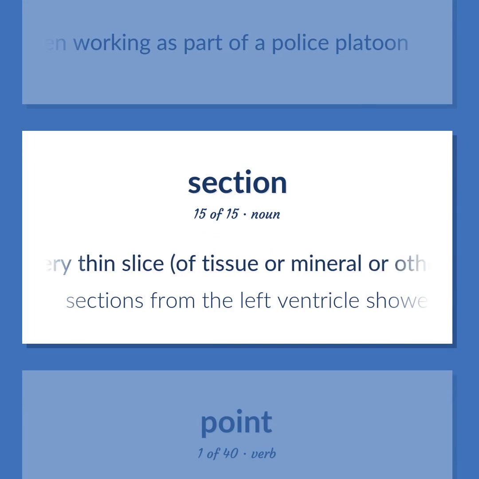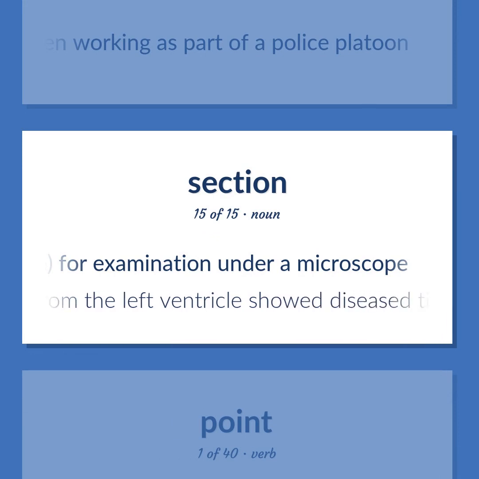A very thin slice, of tissue or mineral or other substance, for examination under a microscope. Sections from the left ventricle showed diseased tissue.